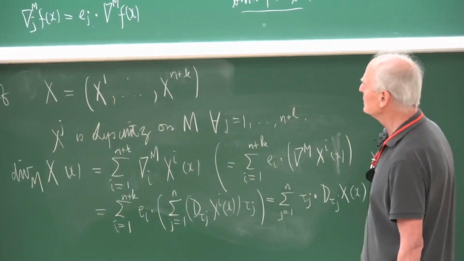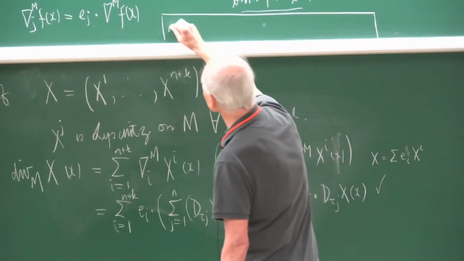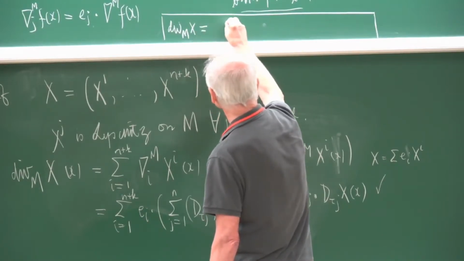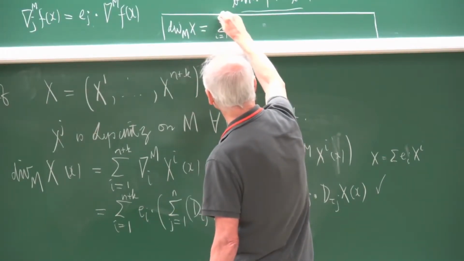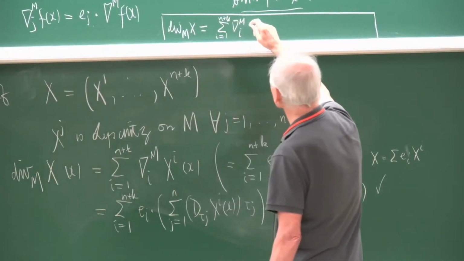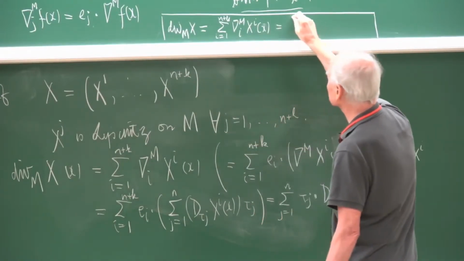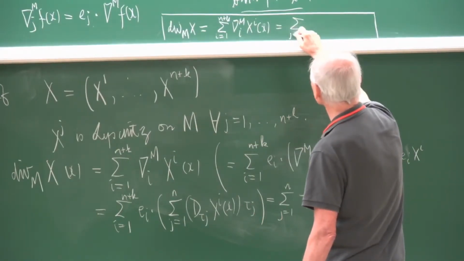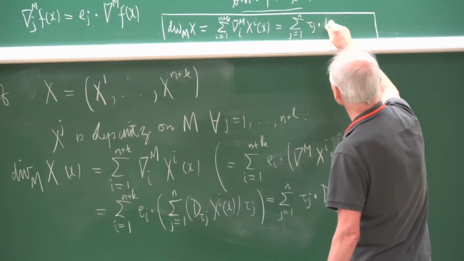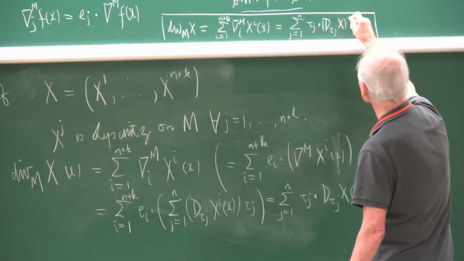So we have two formulae for the tangential divergence. You can write either div_M X in the original way, that's the sum from i equals 1 up to n+k of grad_M^i x_i at x, or you can write it in terms of the orthonormal basis as the sum j equals 1 up to n of tau_j dotted with d_tau_j of the vector function X at the point x.